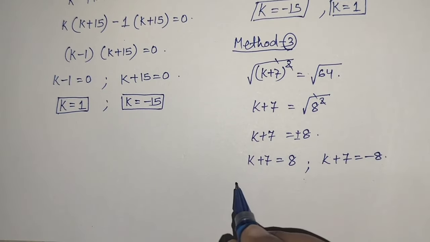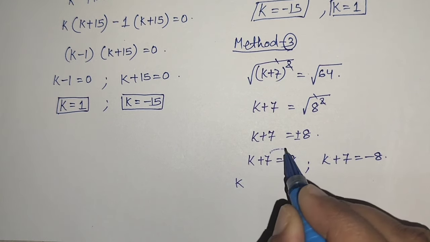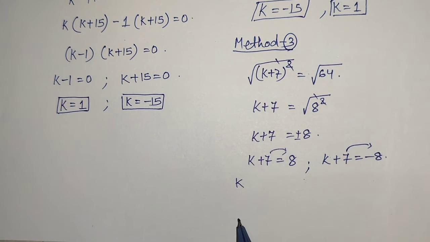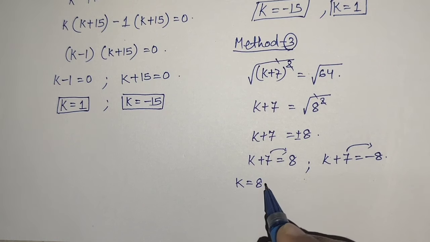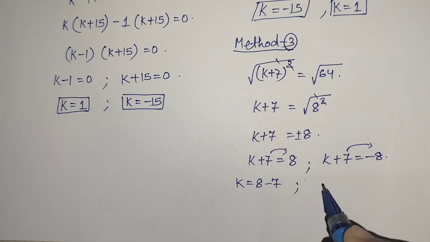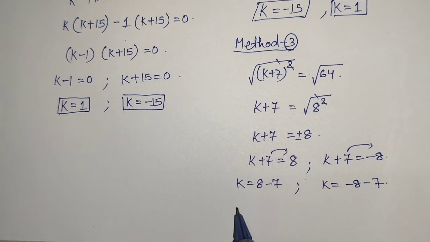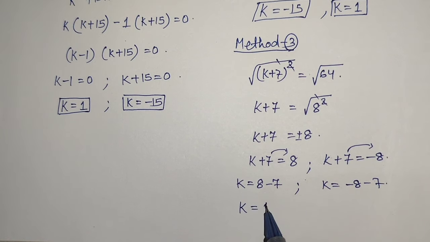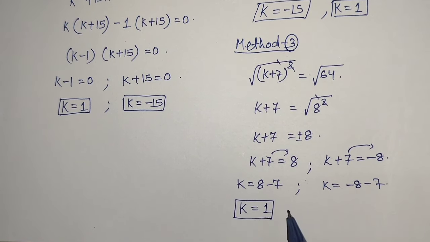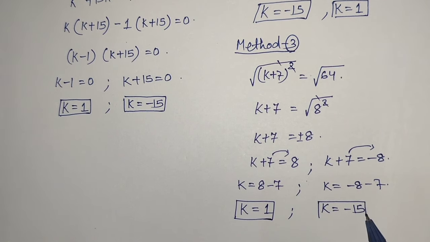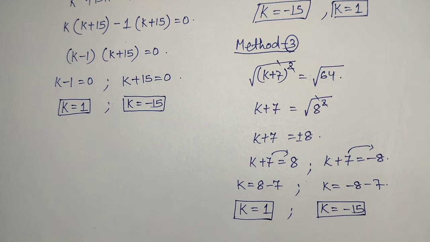Okay. Then 7 will be moved. K = 8 − 7, and k = −8 − 7. Then the value of k is equal to 1 here, and k = −15. Minus 8 minus 7 is minus 15.